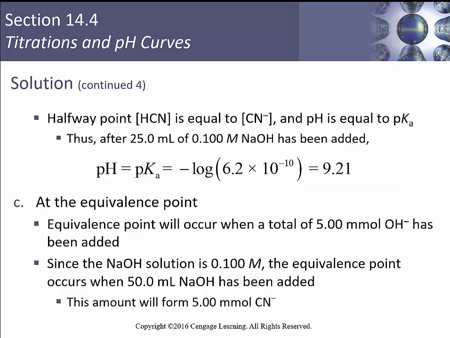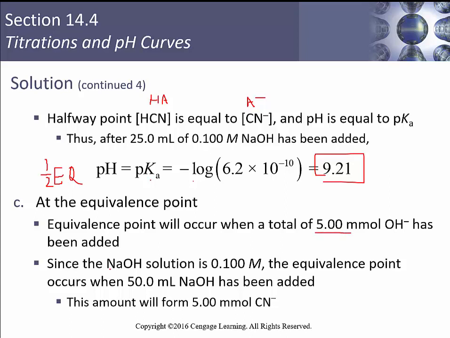At the halfway point, our concentration of hydrogen cyanide is going to be equal to that of CN−, our conjugate weak base, and our pH is going to be equal to pKa. This is just the Henderson-Hasselbalch equation where we get the log of 1, which is 0, so our pH is going to be equal to pKa at our half equivalence point. So our pH will be pKa, which is minus log of 6.2 times 10 to the minus 10, and we're going to get a pH of 9.21.